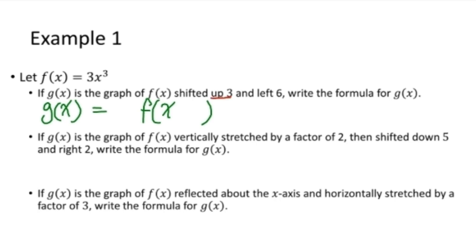First, we're told we're shifted up 3. Well, vertical translations affect outside of the function. Anything that causes a change vertically does happen outside of the function. And since we're shifting, that means we're adding or subtracting. So we're going to add or subtract 3 outside of the function. Well, since I'm shifting up, we're going to add 3 outside the function.